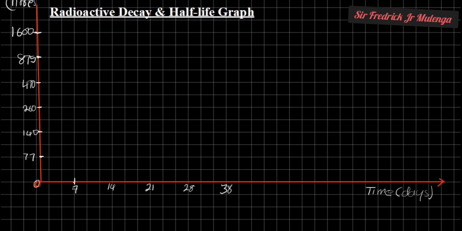Okay. So at 0 we had these. I'll use a different color for the graph. So at 0, 1,600, I'll put the point right there. Then 7, 875. So at 7, I'll go up until I find it. So it is somewhere there.